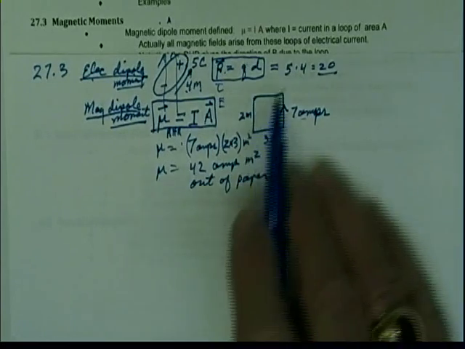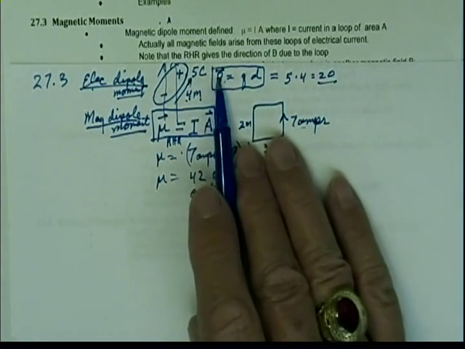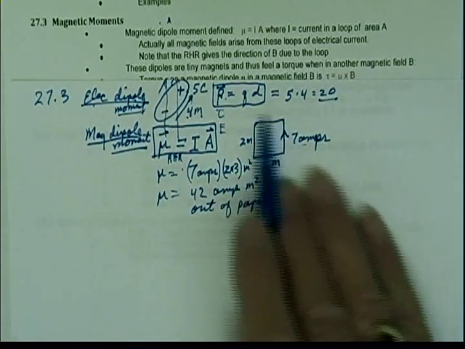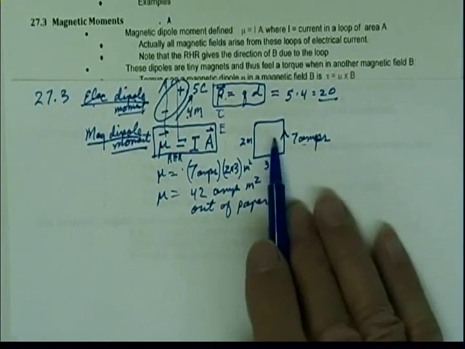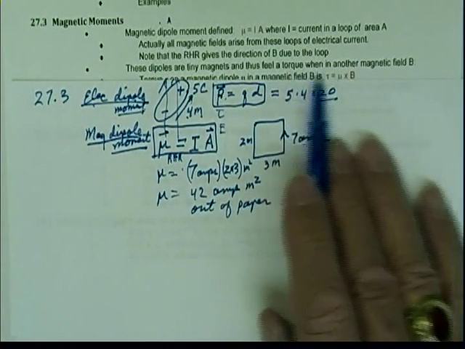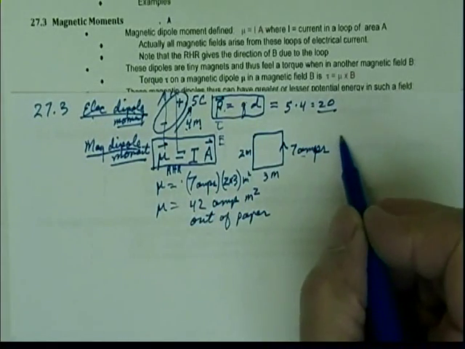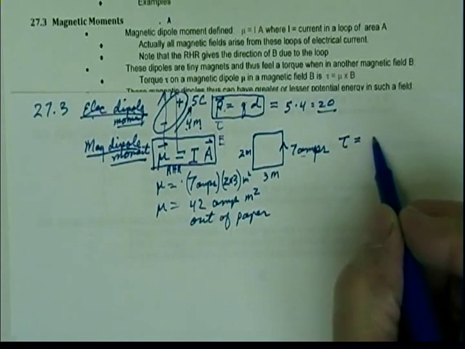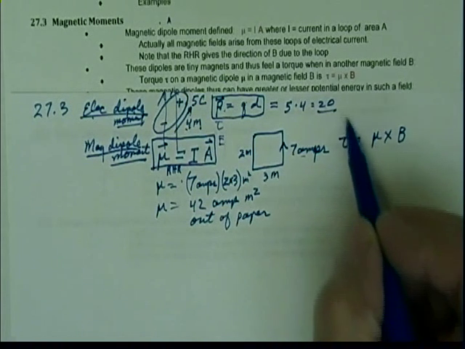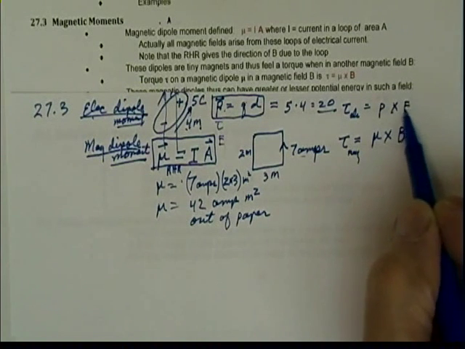Well, it turns out that all magnetic fields actually arise from these loops of currents, and you can note here how this right-hand rule gives the direction to the loop as I just described. These little dipoles, a loop of current going around some area, are the tiny magnets, and therefore they feel a torque when they're in another magnetic field. The torque on a magnetic dipole is given by torque is equal to mu cross B. Do you remember also that our electric torque was equal to p cross E?